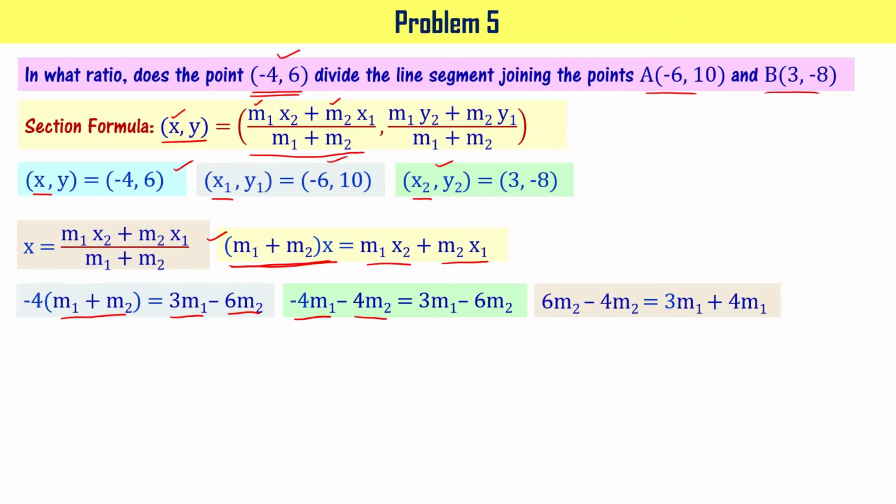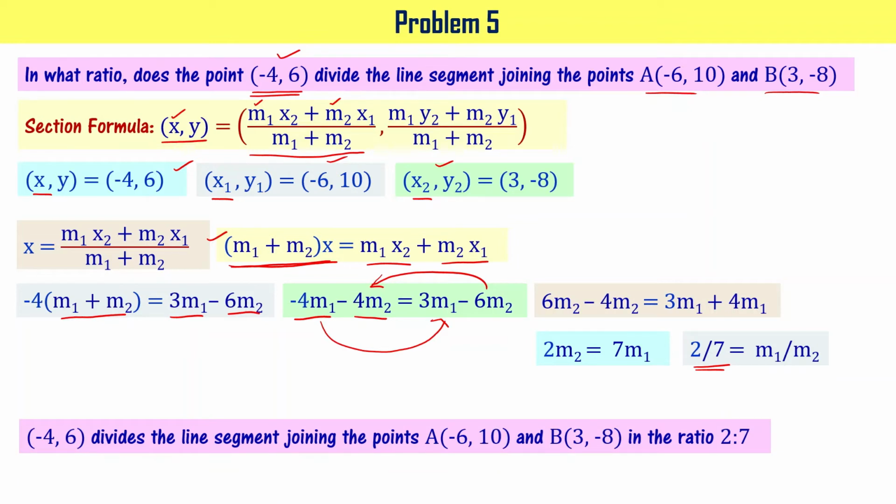What I have done, I have taken 6 m2 on the other side and taken minus 4 m1 onto this side, right? When you do that, what you get is 2 m2 equal to 7 m1. It means m1 by m2 equal to 2 by 7. This is what we are asked to find. Right? To answer the question, minus 4 comma 6 divides the line segment joining the points A and B in the ratio 2:7.